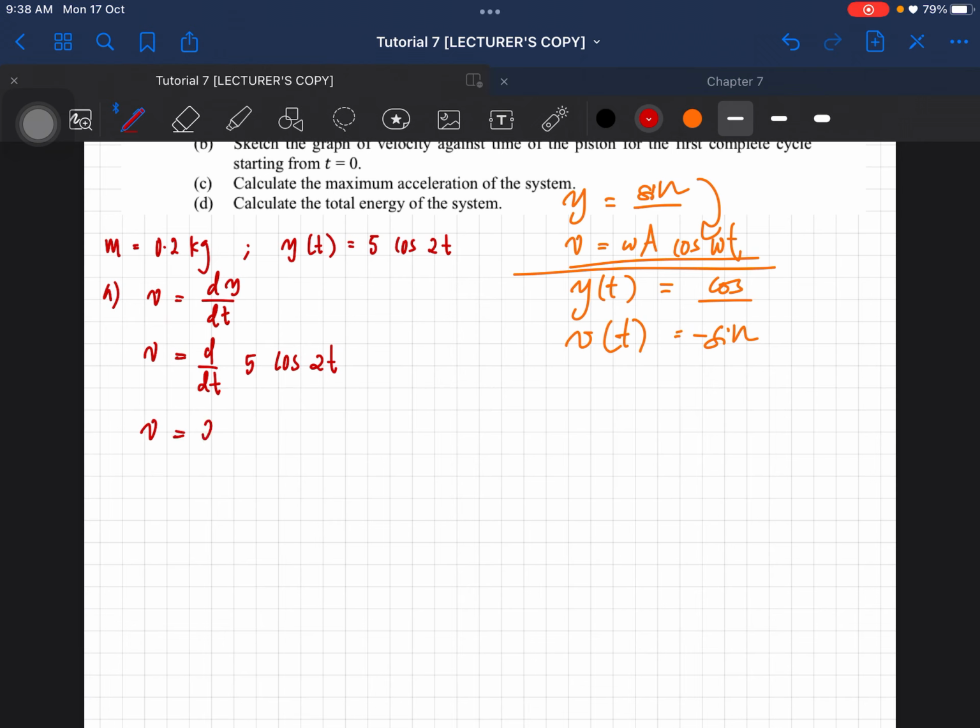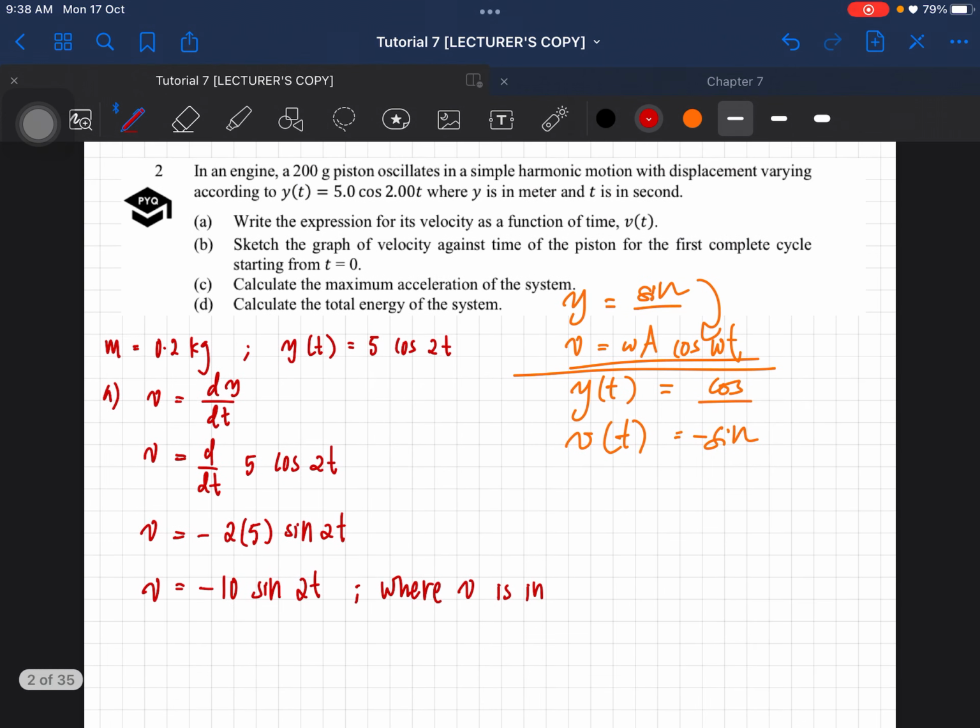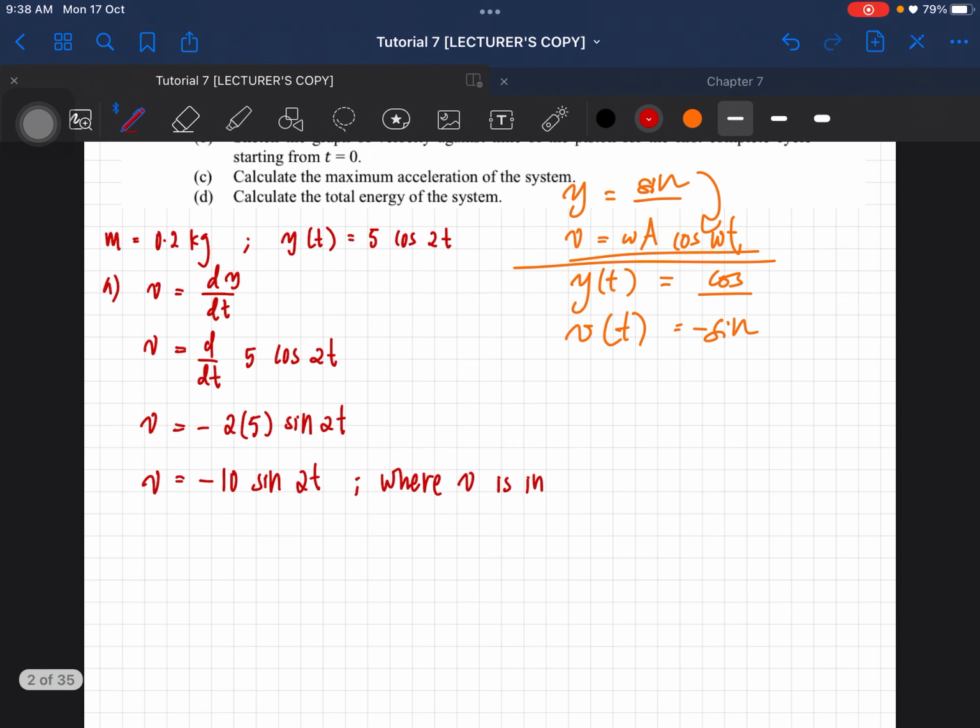So we have 2 times 5. Since that is in cos, this is going to be negative sine 2t. So that is negative 10 sine 2t. So remember to declare the unit. V is in, what is this? Meter. Okay, so this is going to be in meters per second. T is in seconds.